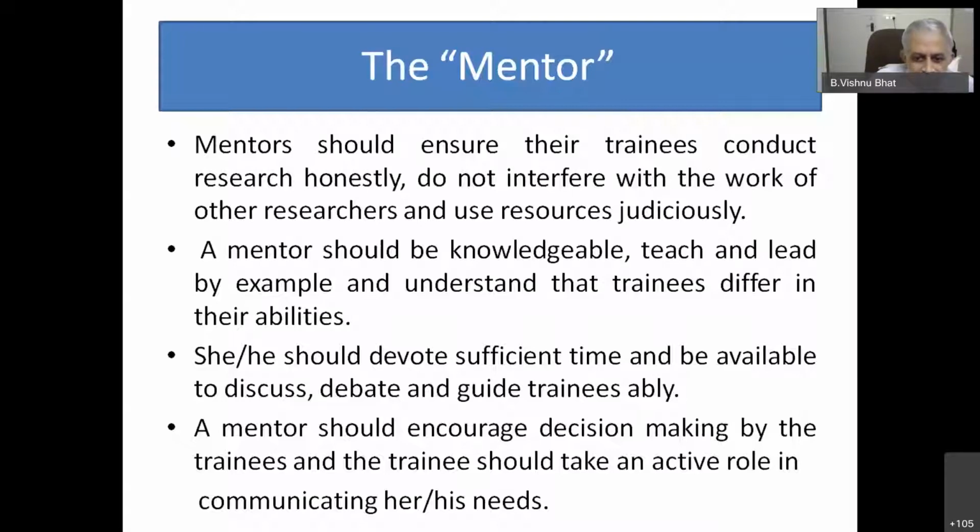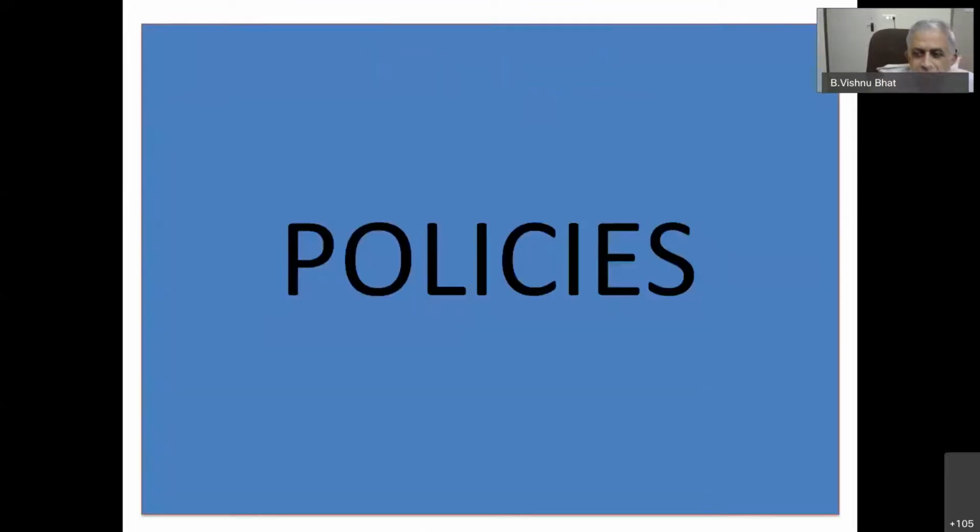So a mentor should encourage decision making by the trainees, and the trainees should take an active role in communicating his or her needs to the mentor, so that they will get the proper guideline directions. Now, the next important issue is policies.